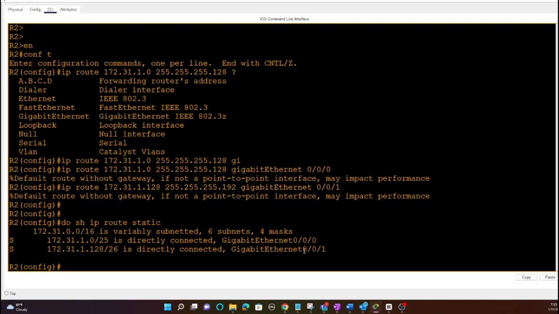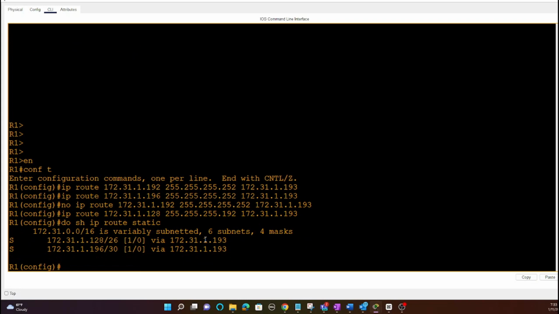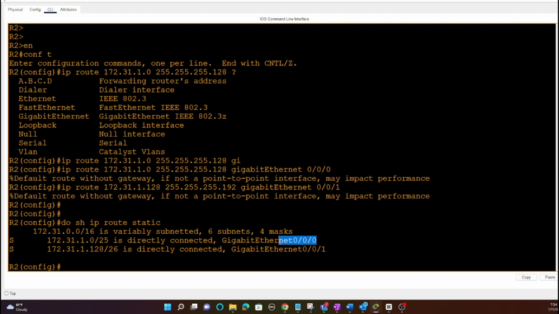And then the recursive static route, if we do show ip route static here, those are the three differences, right? It's still got the S, but a recursive one has the next hop IP address, whereas the directly connected static route has just the interface.